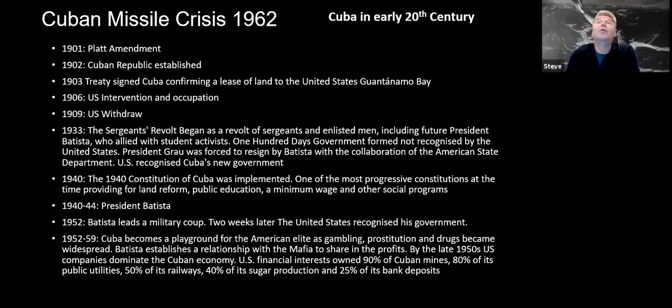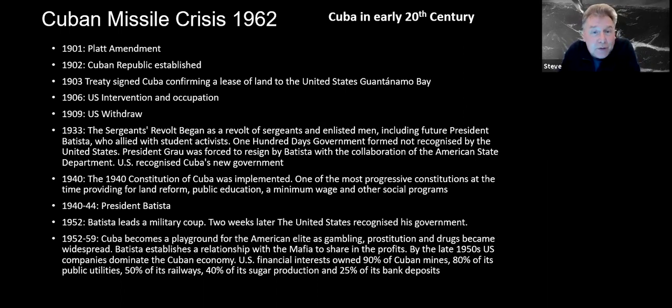And then in 1906, the US decided that they needed to intervene and occupy. They stayed for 3 years. The next big event was 1933, the Sergeants' Revolt, which was basically the army, enlisted men and student activists who overthrew the government at the time. But what they put in place wasn't recognized by the United States until the president, who the United States didn't like, was forced to resign. And then the US recognized the new government.